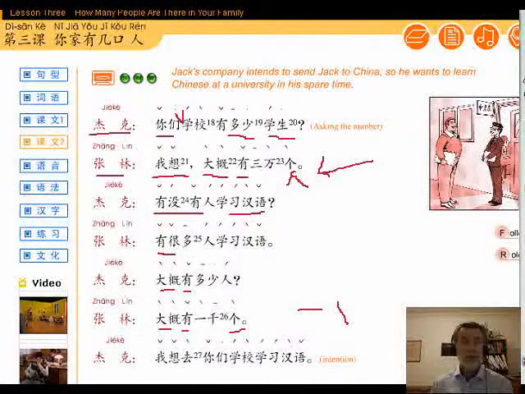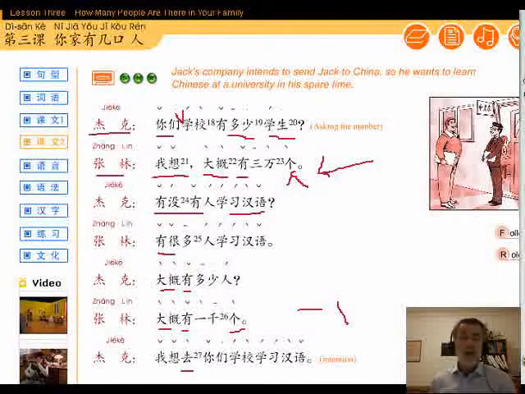我想去你们学校学习汉语. So here our main verb. So we've got a couple of verbs here. Okay, our main verb is 去, which, as you guys know, means to go. So that's the main, if you like, the main action.